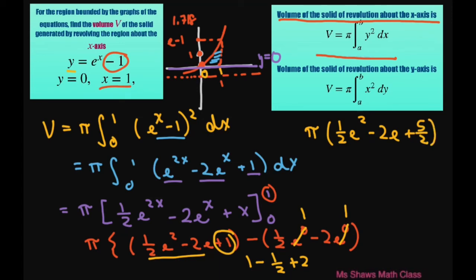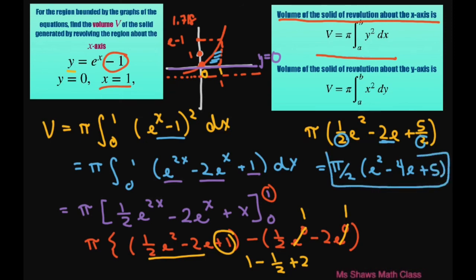All right. And if you want, we can factor out this 2. And that would give you equals pi divided by 2. And then you'd have e squared minus 4e, because we have to multiply this by 2, and plus 5. It looks a little better. So this is your volume. Or you could just use this as your volume.